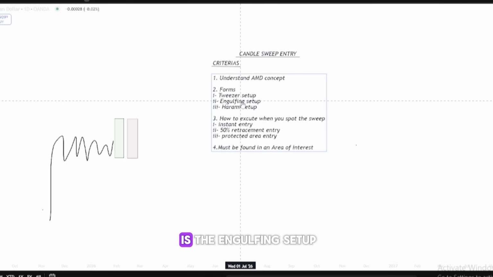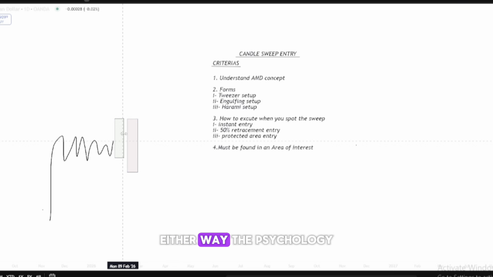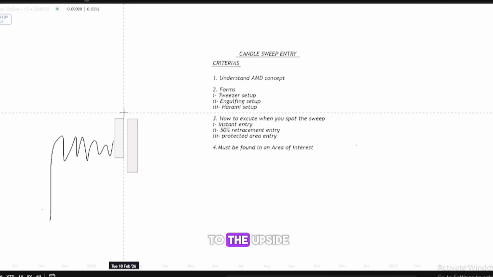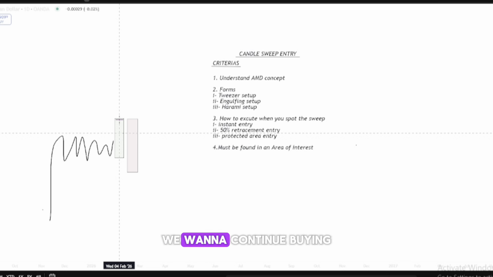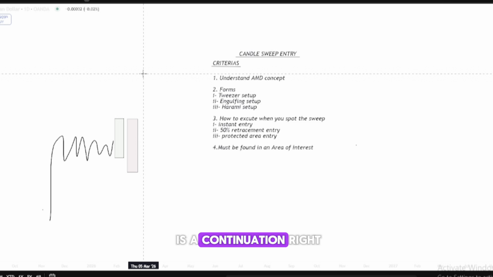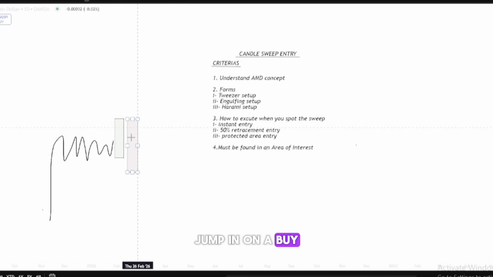Now, the next one is the engulfing setup. Sometimes it may not be a tweezer, sometimes it could be an engulfing. Either way, the psychology behind this is that there is an inducement to the upside telling us that we want to continue buying. And when you have a strong momentum buy like this, what you usually expect is a continuation, right? That's what a lot of retail traders will see and want to jump in on a buy.